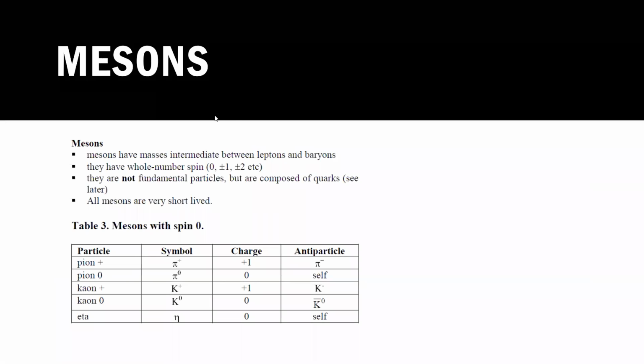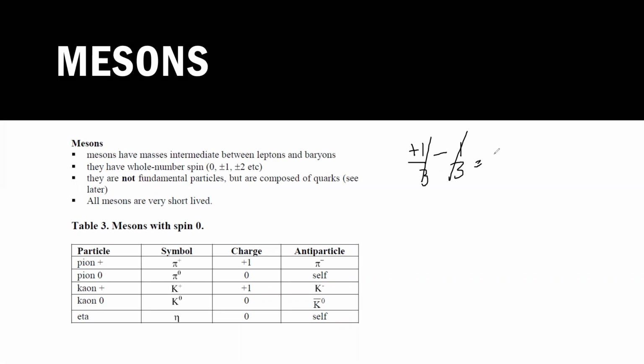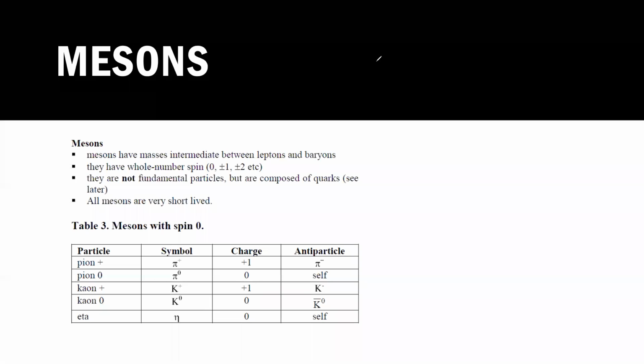Mesons, what are mesons? The combination of a quark and an antiquark is called a meson. And the baryon number for a meson is 0, because one is a quark and the other is an antiquark. So if one is +1/3, the other one is -1/3. As a result, the baryon number will be 0. So pion, pi positive, kaon, these are examples of mesons.